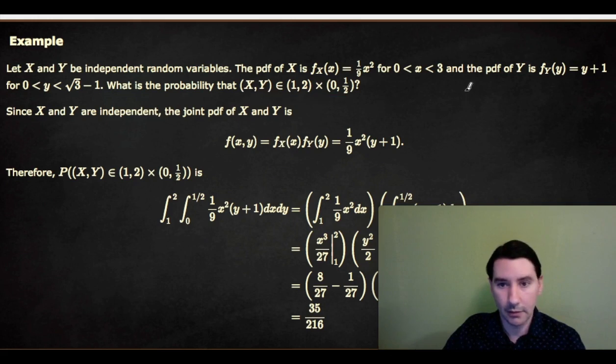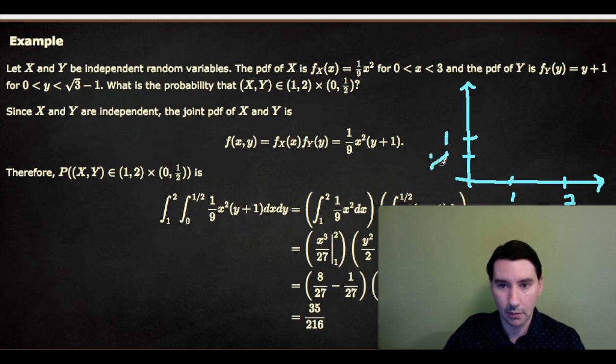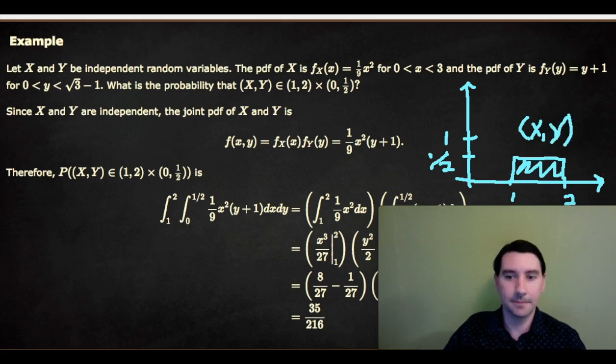That is, if we were to graph x and y, x would be between, here's 1 and 2, and then y, here's maybe 1, and here's 1/2. And x is between 1 and 2, and y is between 0 and 1/2, so at some point in here. These are the points x, y.